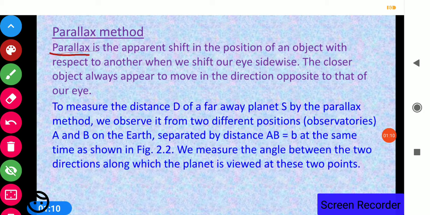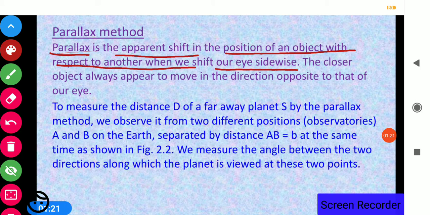Parallax is the apparent shift in the position of an object with respect to another when we shift our eyes sidewise. What does it mean? Now, listen carefully. Just keep your finger in front of your eye and look at the finger with one eye closed, with respect to the wall. Then close your other eye and look at the finger. Now look at your finger one by one by closing your eyes.